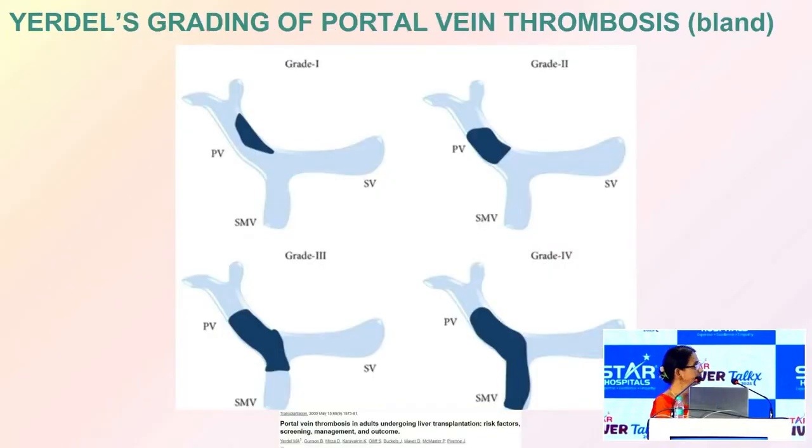So this is the Yerdel's grading. So it's the same thing that I said. Is there a partial occlusion or is it a complete occlusion? Has it started extending into the SMV? How much is it extending into the SMV? And if there are any big collaterals that you can see, it's worth mentioning them.